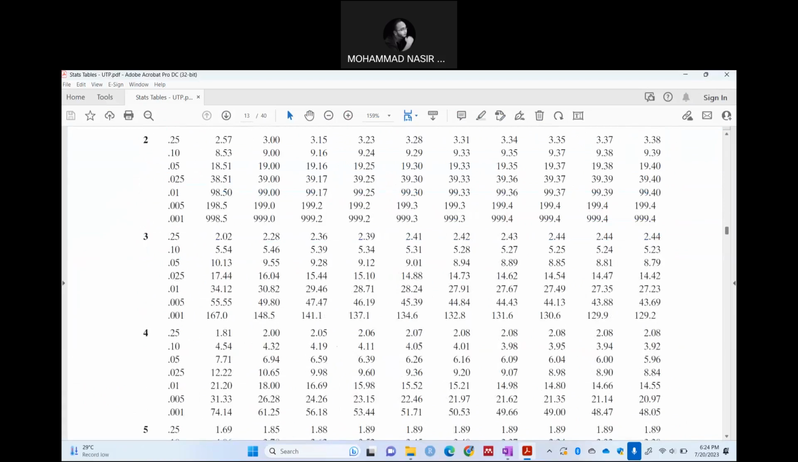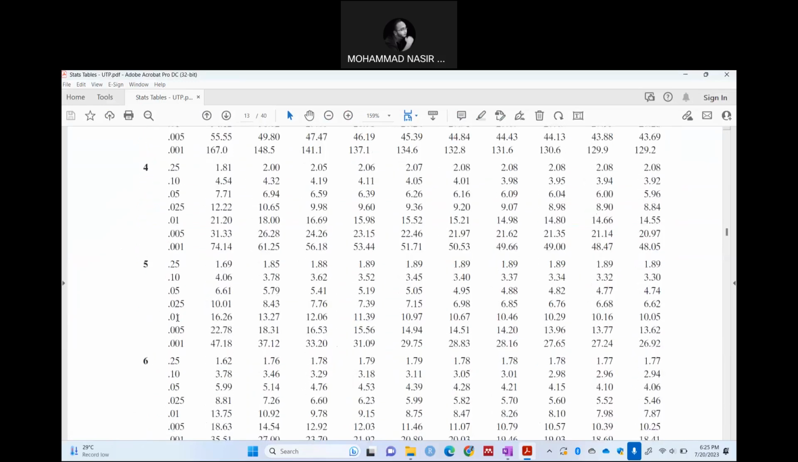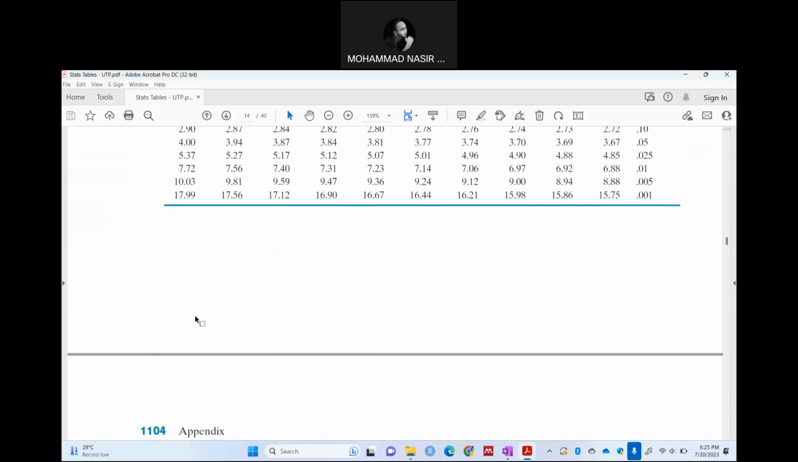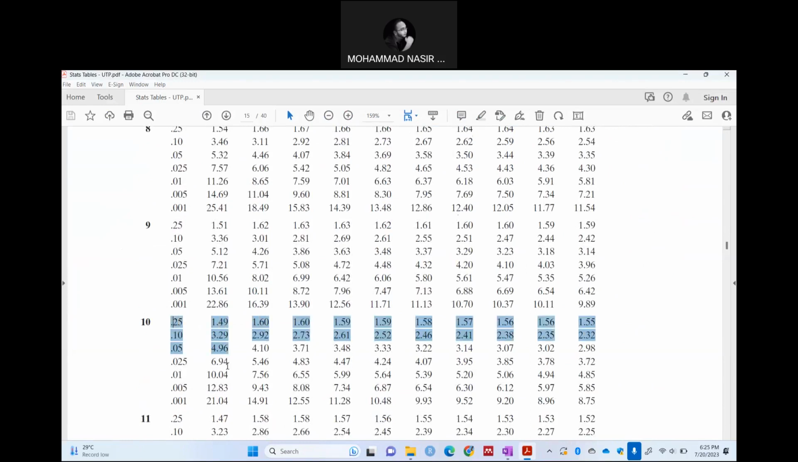So look at table number 8. The first row has degree of freedom number 1, and for each row, we have degree of freedom number 2. Since our degree of freedom number 1 is 1, we look at the first column, which is F1. We find degree of freedom number 2, which is 10. So 10 is somewhere here, so this is 1 and 10. Look at the first column.